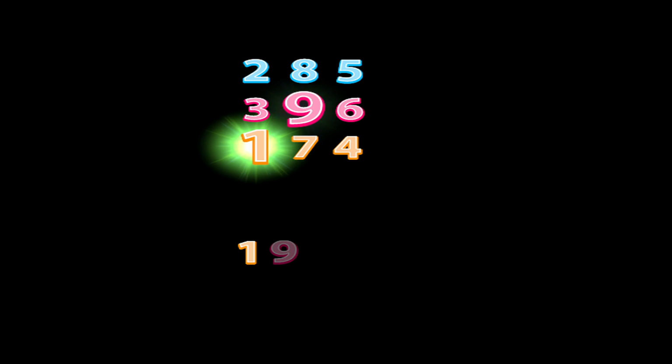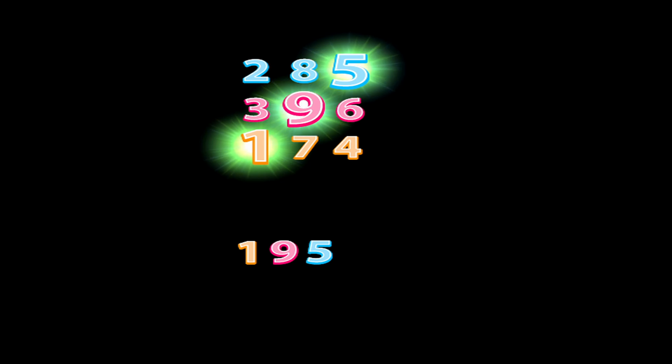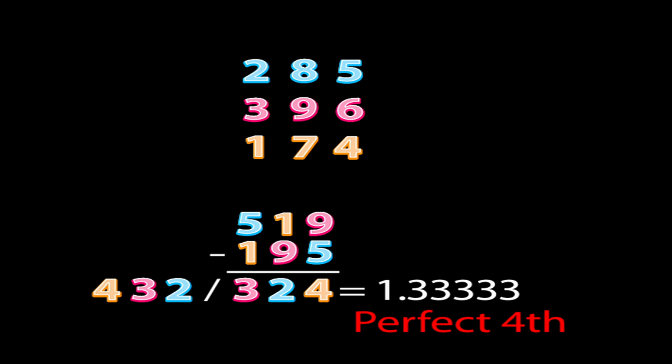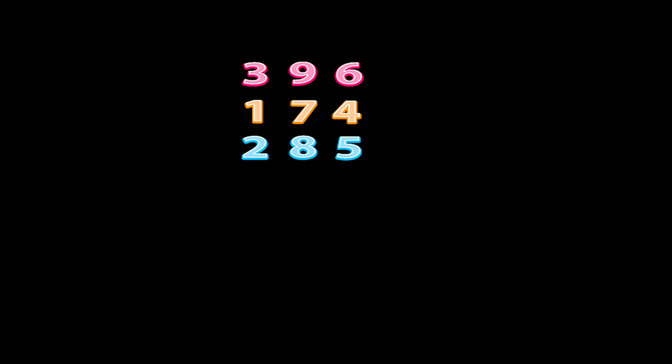Starting at the bottom left with the 1, go through the middle to the 9 and the 5, subtract that from its shifted pair, and I get 324, and I divide that by the 432, and I get a perfect fourth. In this matrix, I shifted the numbers yet again.